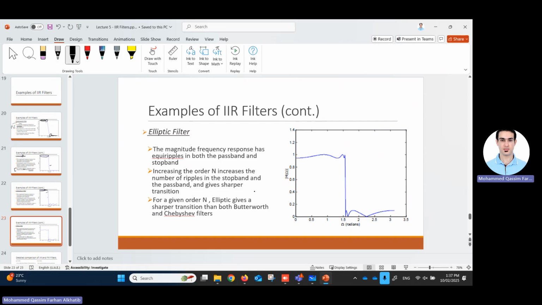Elliptic filter. So the magnitude has like a small ripple here. Same thing for there. Magnitude frequency response has equiripple in both pass band and stop band. Increasing the order n increases the number of ripples at the stop band. So increasing the order, you'll have, let's say, more ripple. Same thing here. And pass band gives a sharper transition. For the same order, elliptic gives a sharper transition than both Butterworth and Chebyshev. Notice like from the Butterworth has good transition. Chebyshev 1 and 2, they have better or sharper transition. Elliptic is even sharper. So focus on this point, like when it talks about sharpness or better transition.